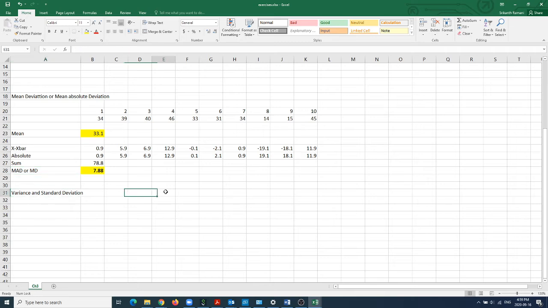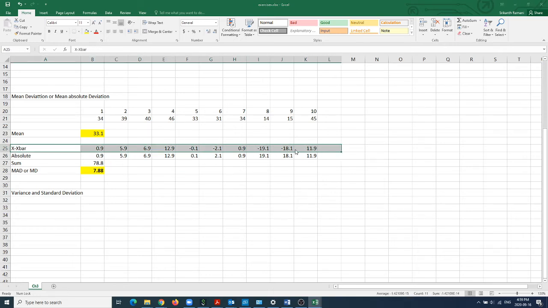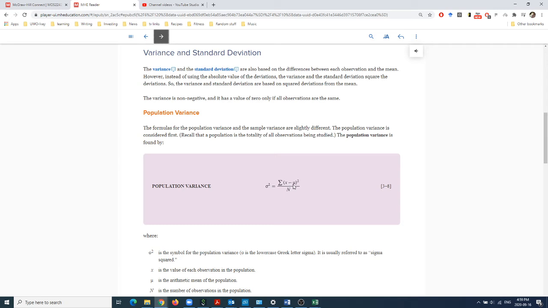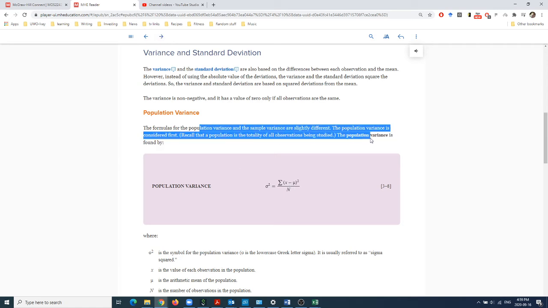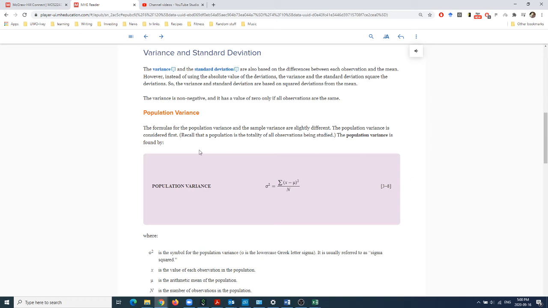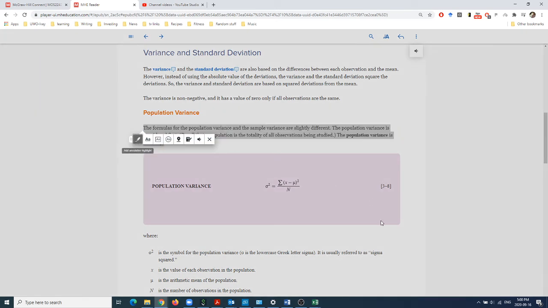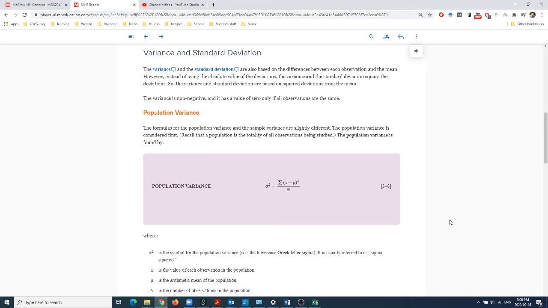When it comes to variance and standard deviation, instead of just taking the positive value, you square them. Like you have your x minus x bar over here. This is known as the population variance, which means you're using the full population. The population of the statistics class is all 33 students. If I do not want to ask all 33 students, a sample would be like 10 or 15 students. But if I'm looking at the whole class, it's all 33 students.